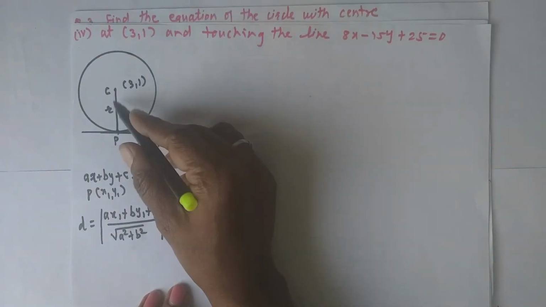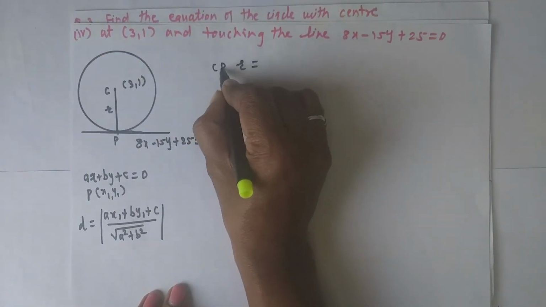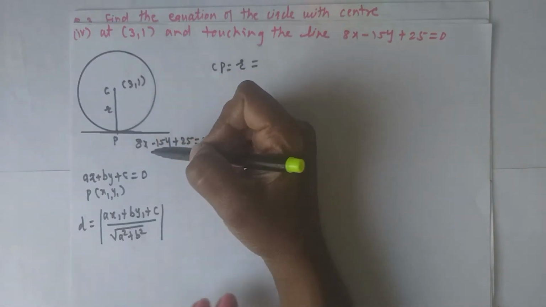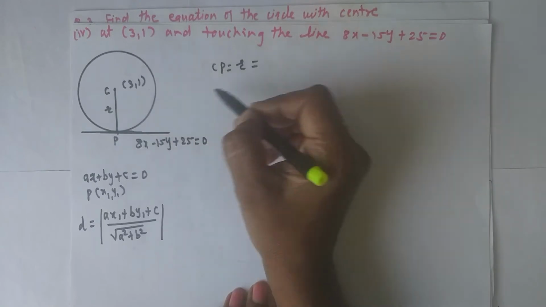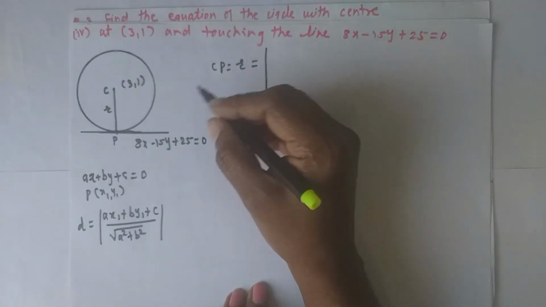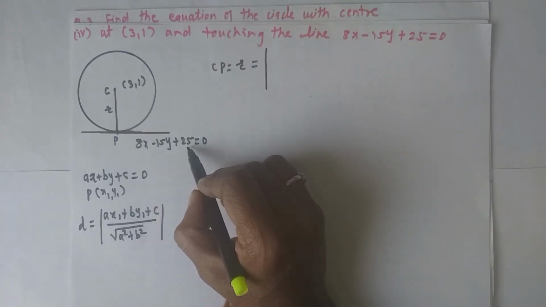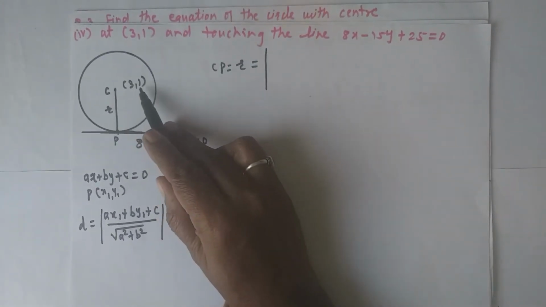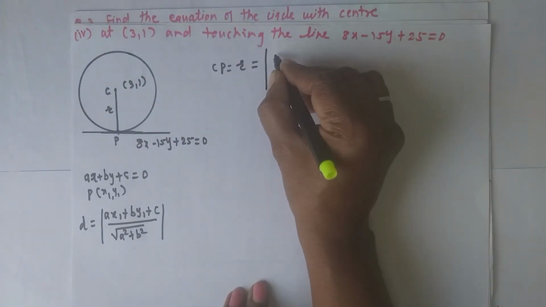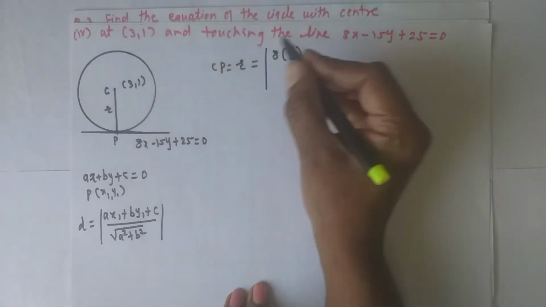Here this distance CP is nothing but the radius. If I find out this distance of the point from the line, that is the distance of the center from this line, then I will get the distance CP, which is nothing but the radius. Now we will use this formula. What is A here? A is 8, B is minus 15 and C is 25. And the value of x1, y1 is 3 and 1. Therefore write down A, which here is 8. x1 is the x coordinate of the center, that is 3.